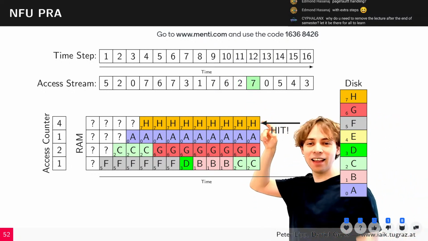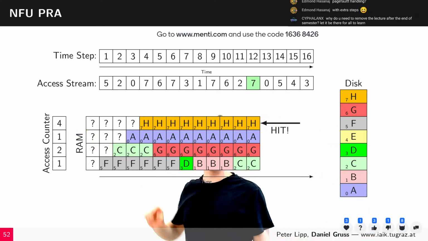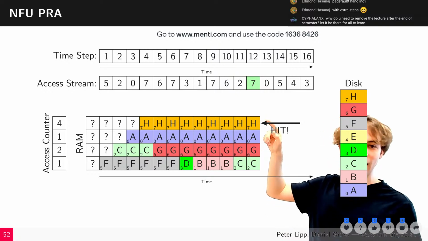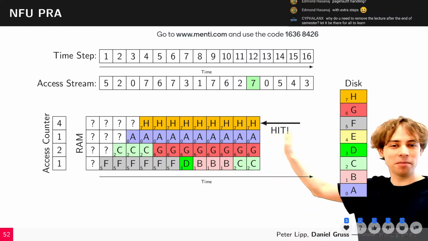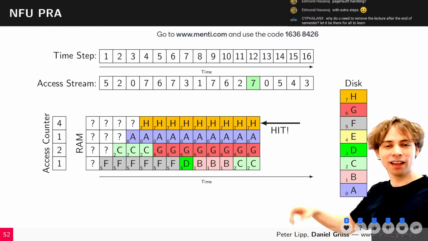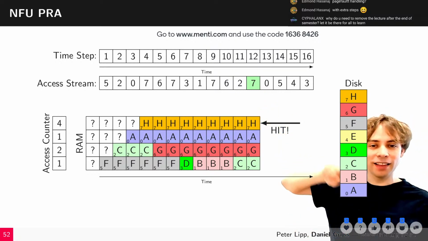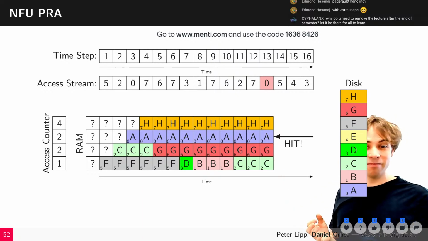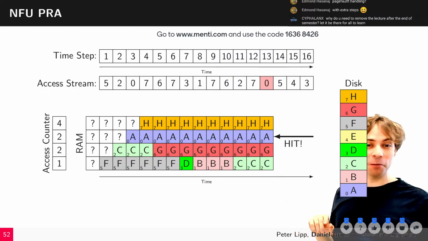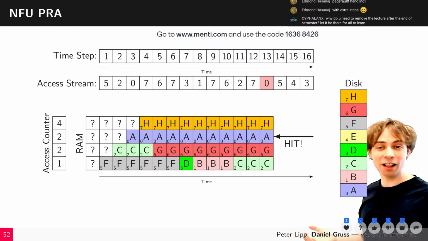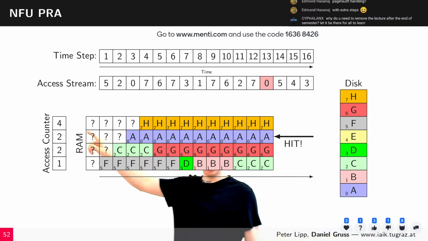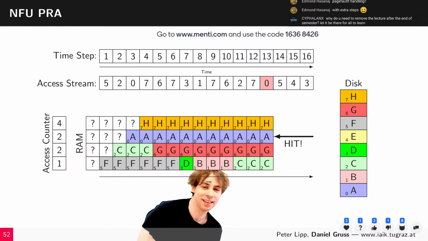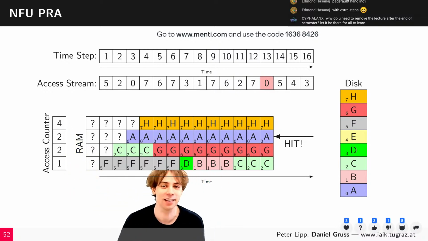Access to number 7 again. Great. So this is nice. So this is at access counter 4 now, and that means it's never going to be evicted anymore. Access to number 0. This is nice. We access this one. It's a hit. And now you see probably what the problem is of this algorithm. Take a look at the array here, 4, 2, 2, 1. Can we ever get out of this situation again?